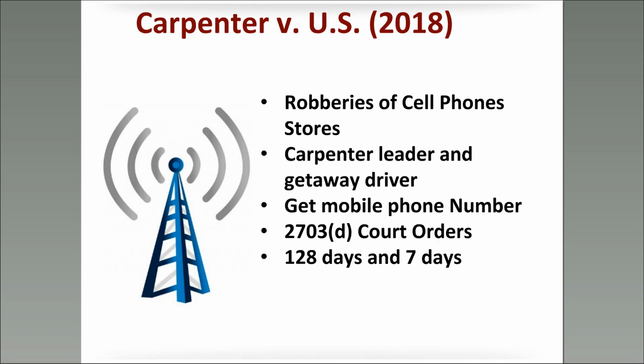Eventually, though, law enforcement, through their investigations, catches one of the guys. And he flips on his co-conspirators, and he gives up Carpenter and tells them that Carpenter was one of the leaders and was the getaway driver. And so they want to shore up the information from this cooperator, so they get something called a 2703(d) court order.